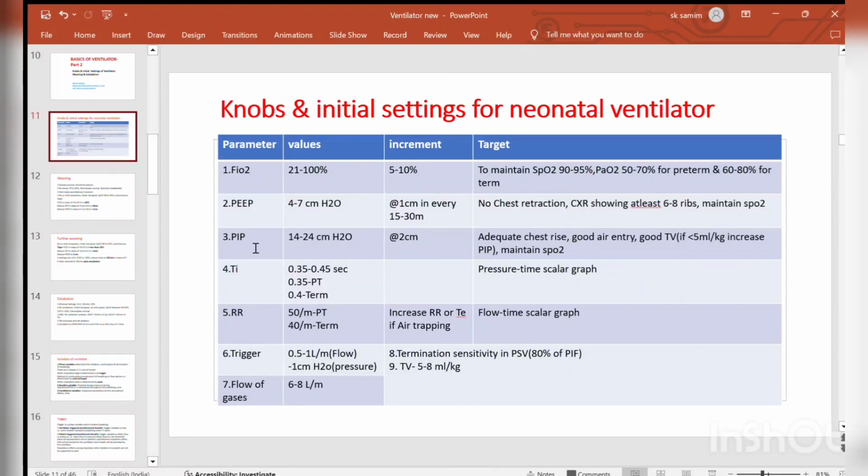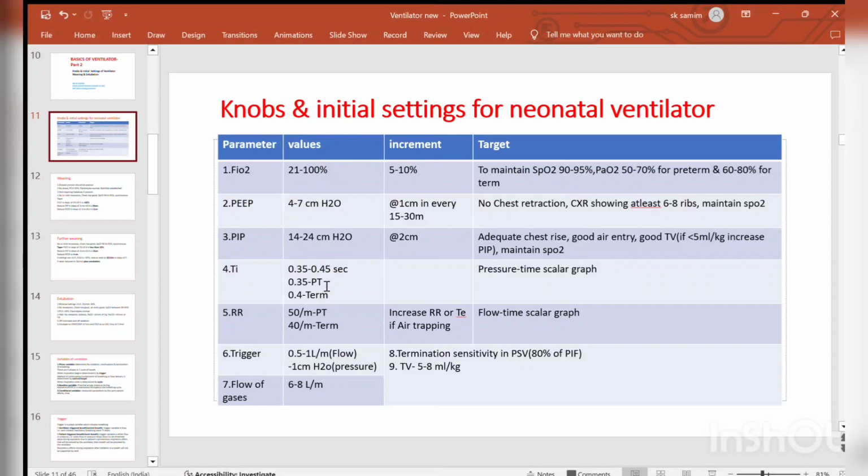Then PIP. PIP is set between 14 to a maximum of 24 cm of H2O and it is increased at the rate of 2 cm of H2O. The target is that there should be adequate chest rise, good air entry, good tidal volume, and maintenance of SpO2. That is, if there is low chest rise or less air entry or less tidal volume, then we should increase the PIP. Then TI. TI is set between 0.35 to 0.45 second.